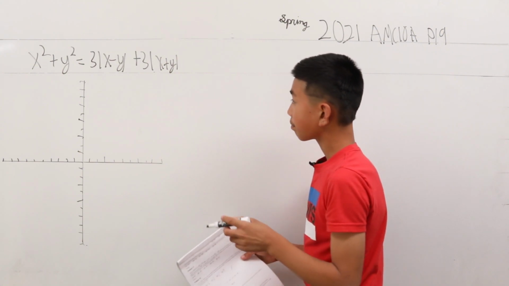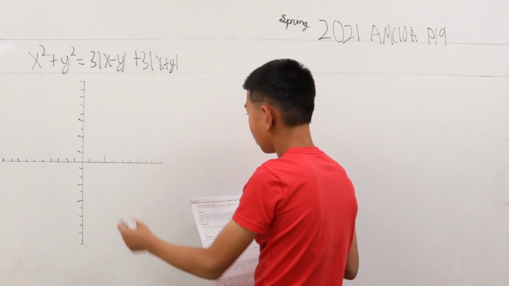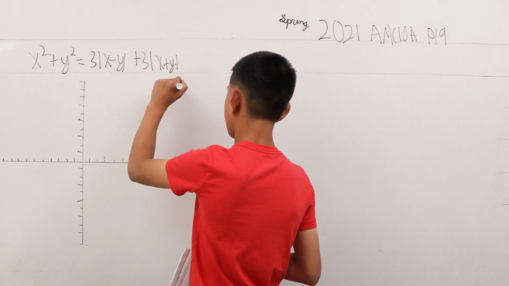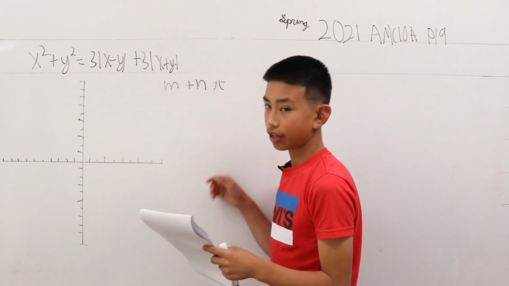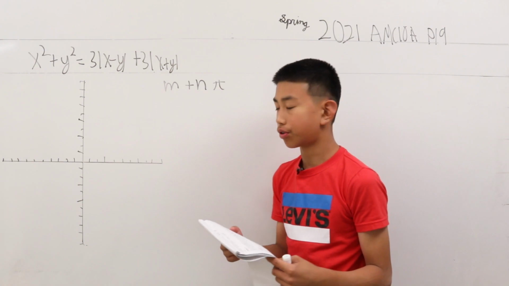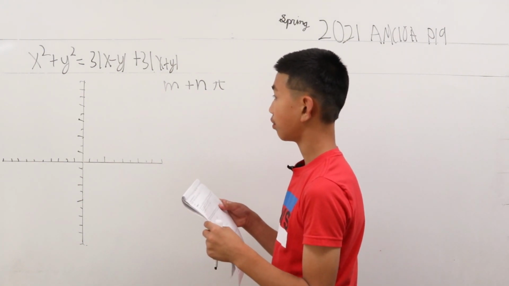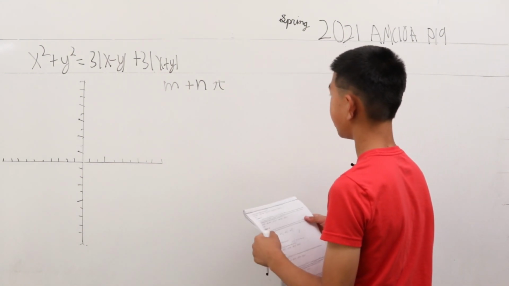So this graph has a shape that has an area of m plus n times pi. From this, you can infer that this graph is probably a circle or contains a circle, or it contains a segment that is part of a circle. Well, we can start by first finding the easy cases.